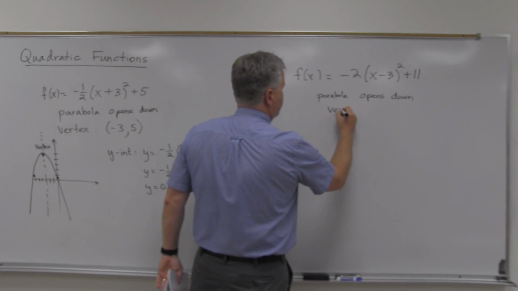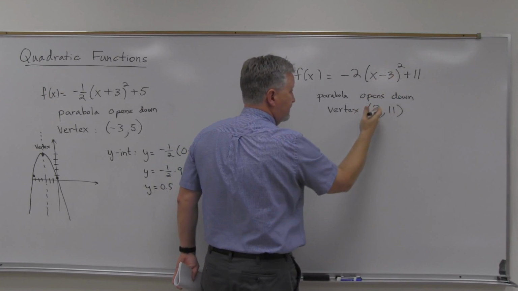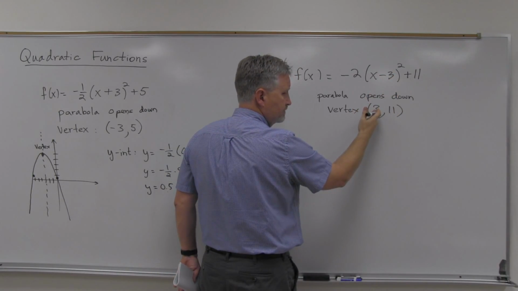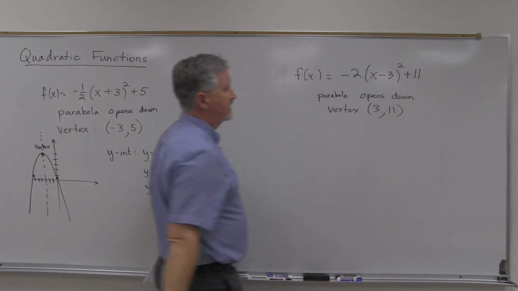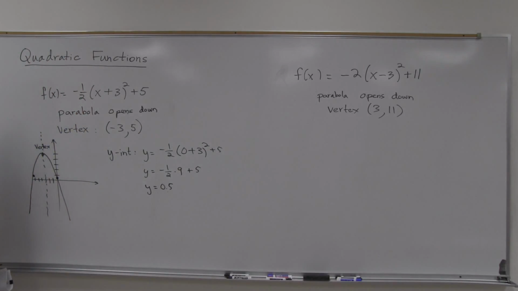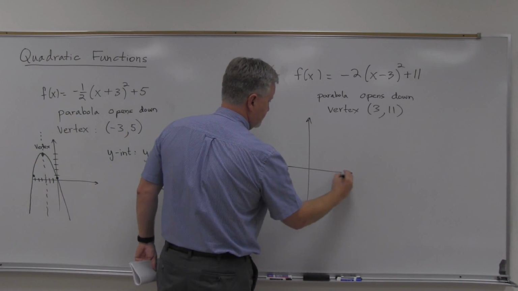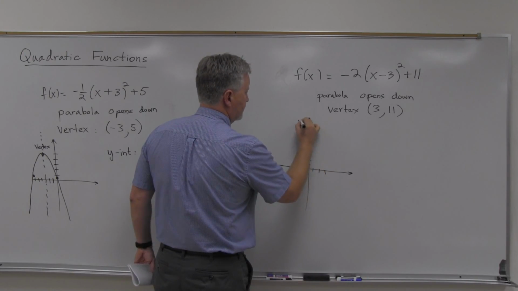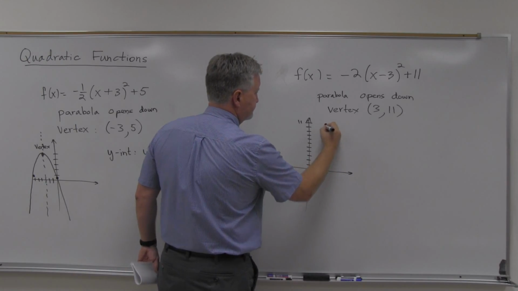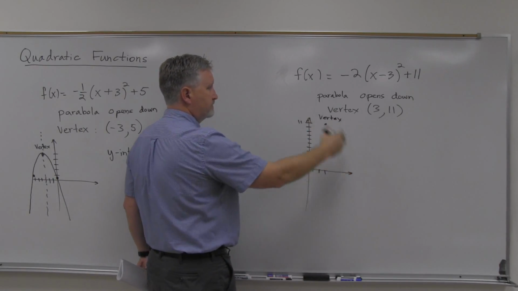And what's my vertex? 3, 11. Positive 3, positive 11, yeah. We do the opposite of the one that's inside with the x in the parentheses. Do the opposite, but then the k is just whatever it is, positive or negative, just take it as it is. Okay? Positive 3, positive 11. That's my vertex. And since it opens down, here we go.